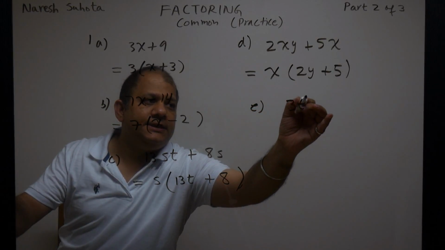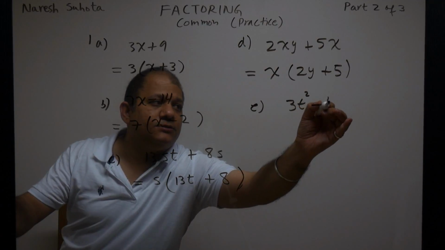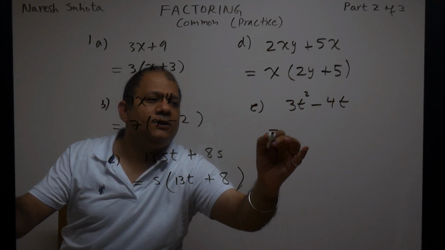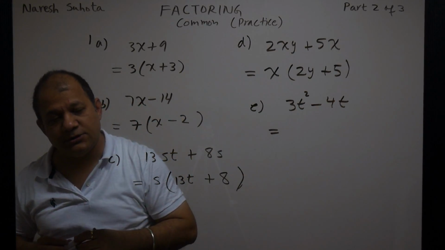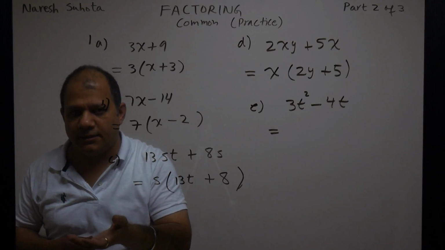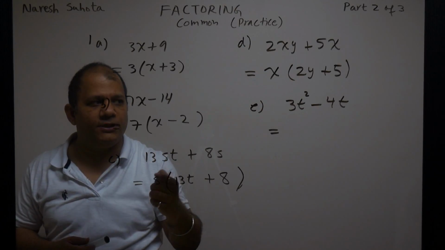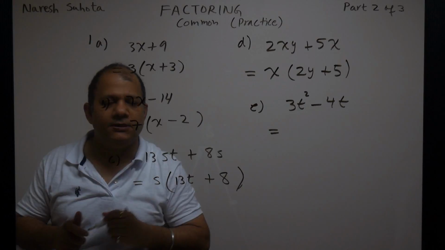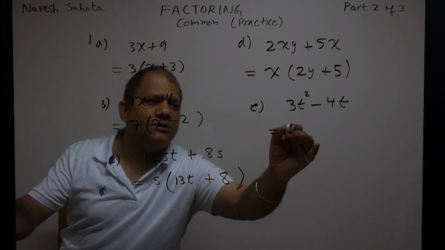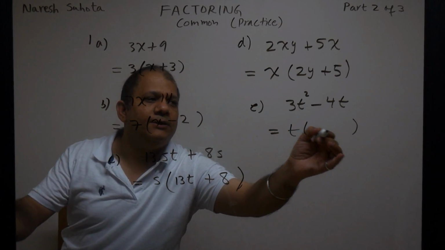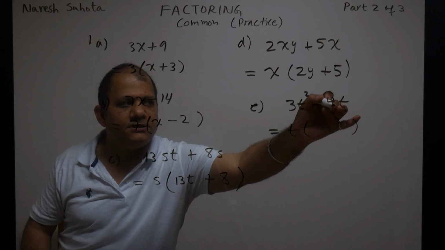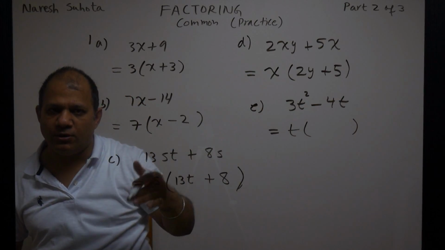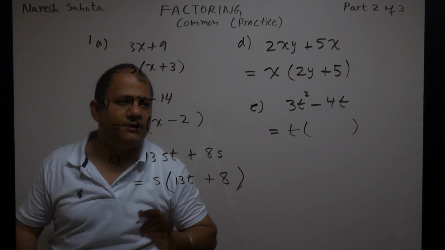So 3t squared minus 4t. Again, let's look at the numbers, the 3 and the 4. Nothing common between 3 and 4 that we can pull out. T is common, it appears in both terms. So what exponent should we pull out? This is t squared, this is t to the 1. We always pull out the one with the lowest exponent.